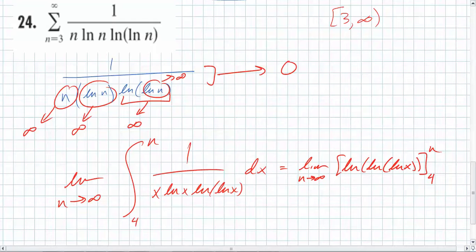Ln of x in the middle goes to infinity, right? The ln of something getting big gets big. So this thing is going to go to what? Infinity, so it's divergent. This one's annoying because you know what?